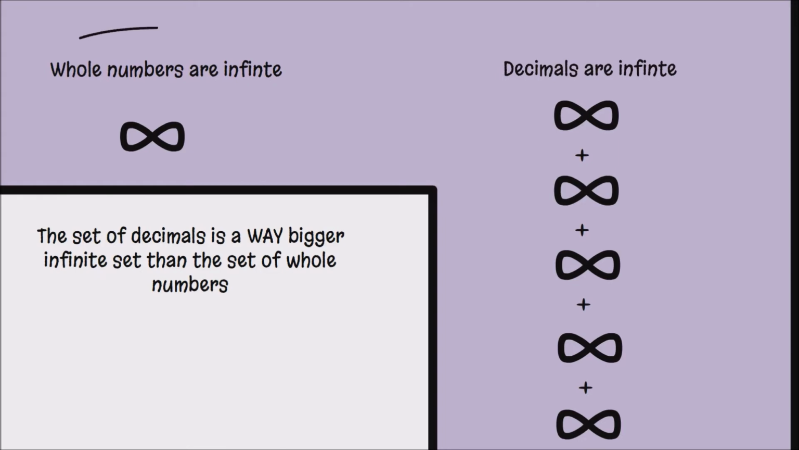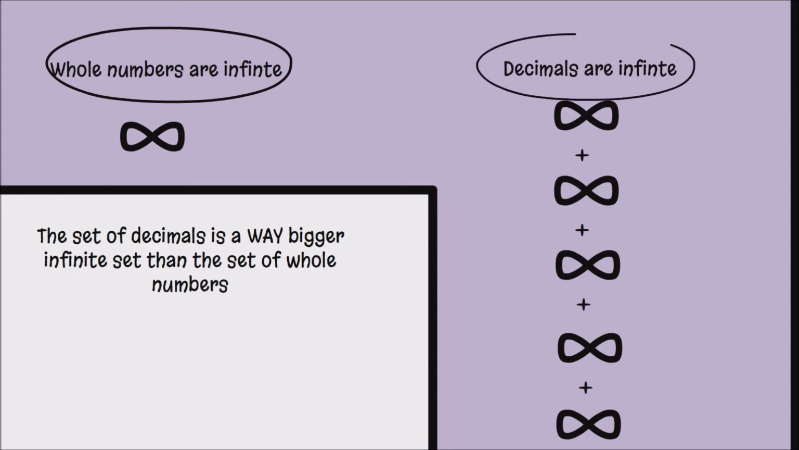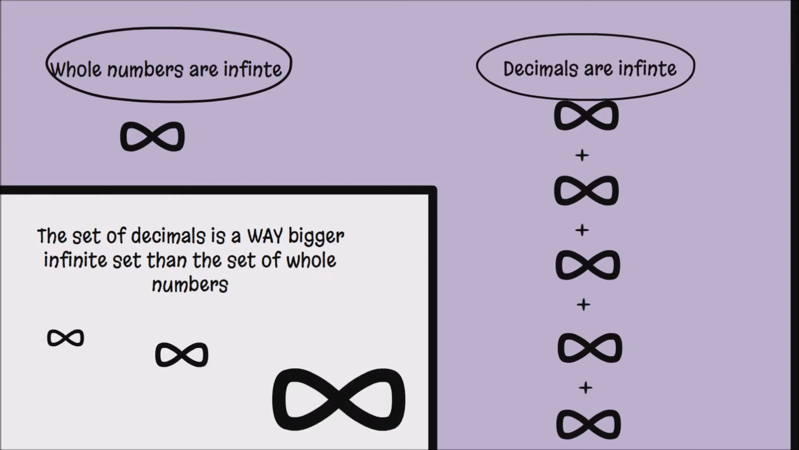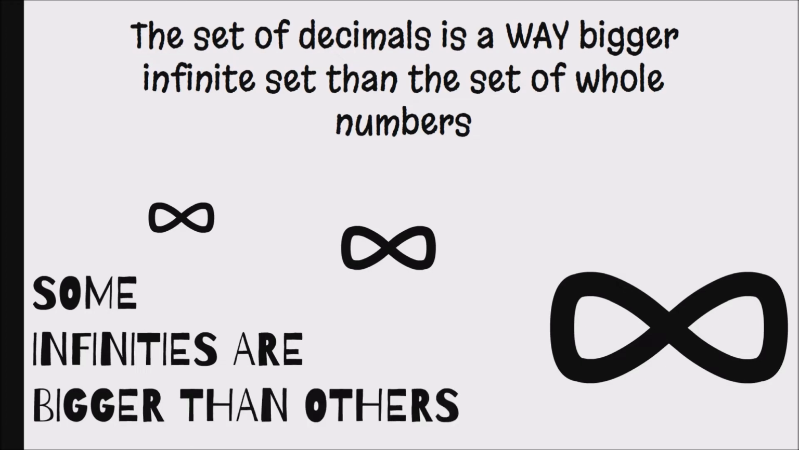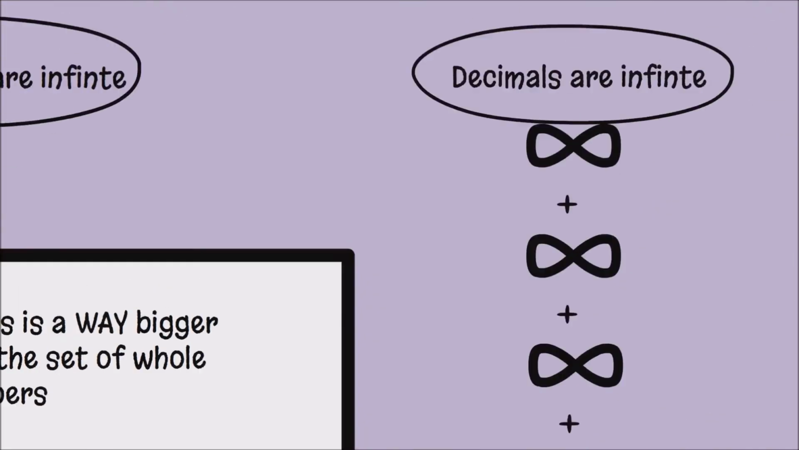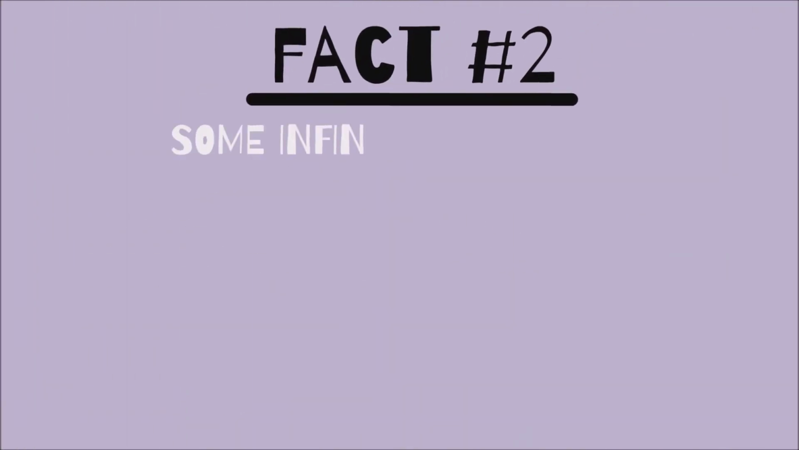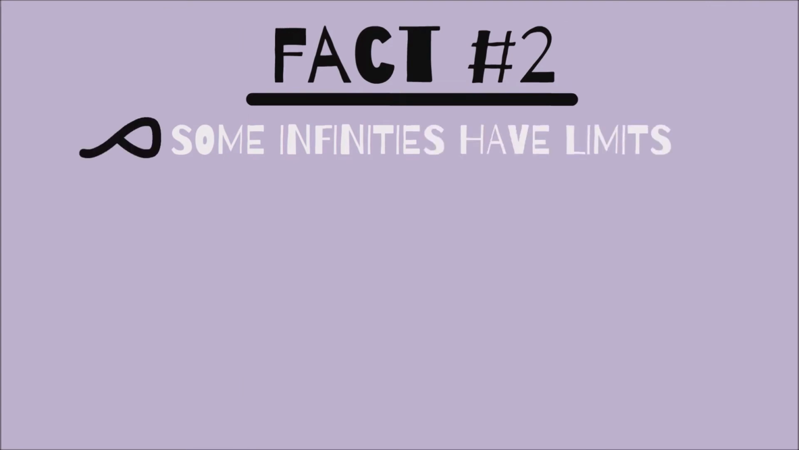Basically, it means that even though we could never count all the whole numbers that exist, and we could never count all the decimals that exist, we still know that one group is bigger than the other, and hence the concept that some infinities are bigger than others. Now, the second concept is that some infinities have limits. This is actually a more advanced topic in math, so I won't get into it too much. Let's take our previous example.